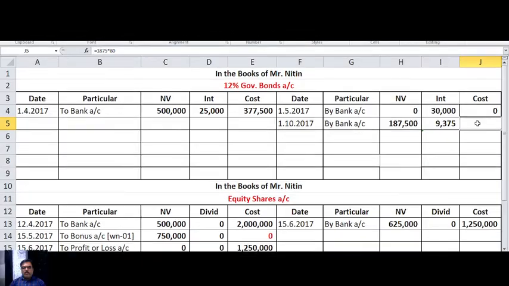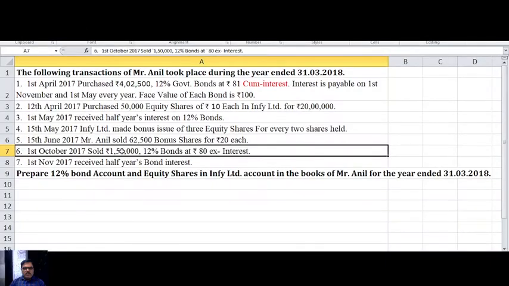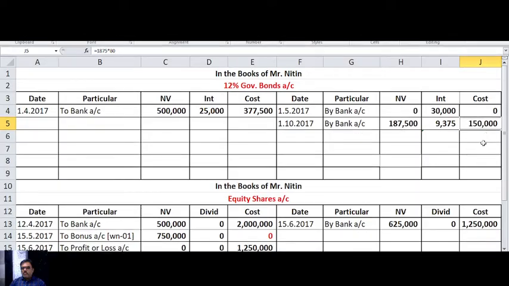Now what is the cost? Cost they have given, we have calculated 1,875 debentures that we sold multiplied by 80 rupees, as the rate is 80 rupees. So it comes to 1 lakh 50,000. They have already given 1 lakh 50,000. See this 1 lakh 50,000. It is ex-interest. So that's why that 1 lakh 50,000 we have recorded over here.